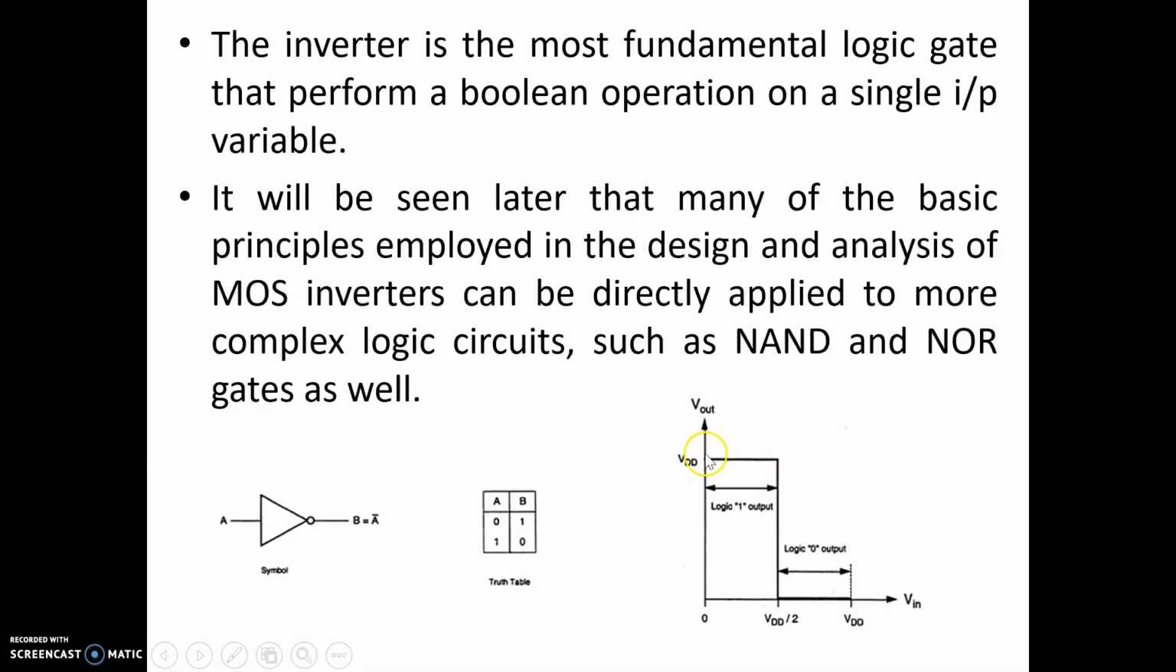In this case there is a sharp degradation at VDD by 2. At VDD by 2 it instantaneously changes the output from 1 to 0, but in a practical inverter it is not observed. In a practical inverter, the slope gradually decreases with a finite slope.